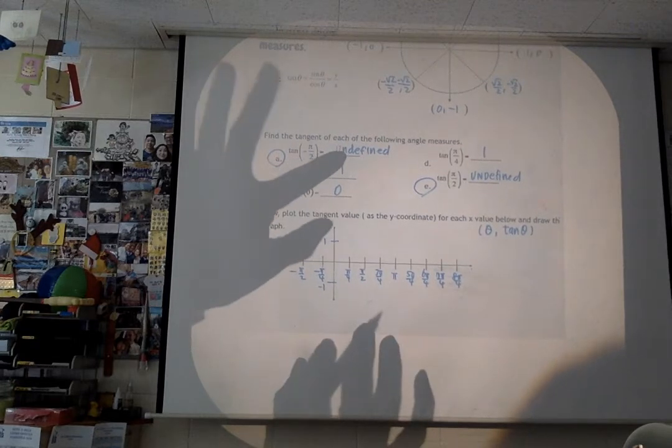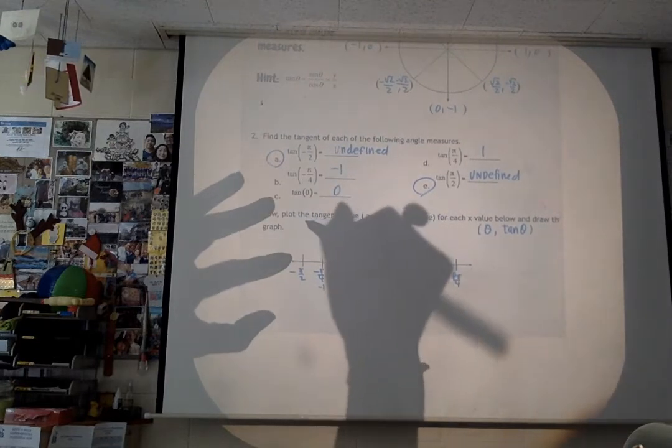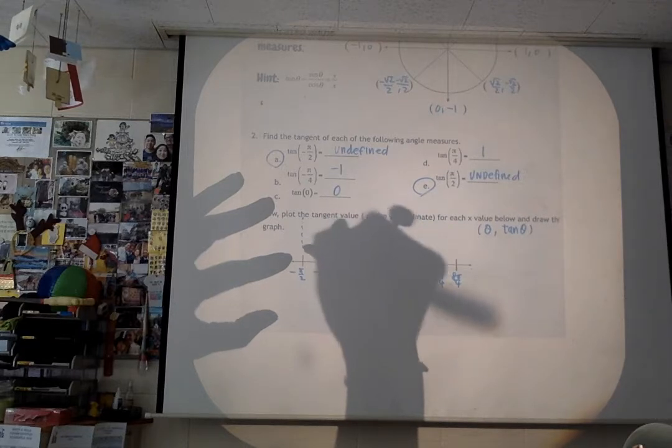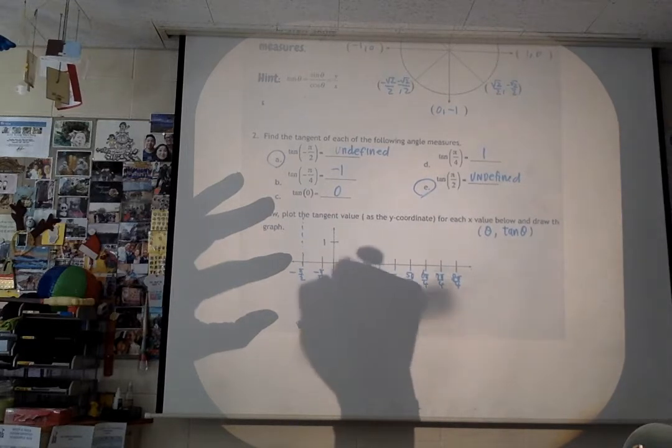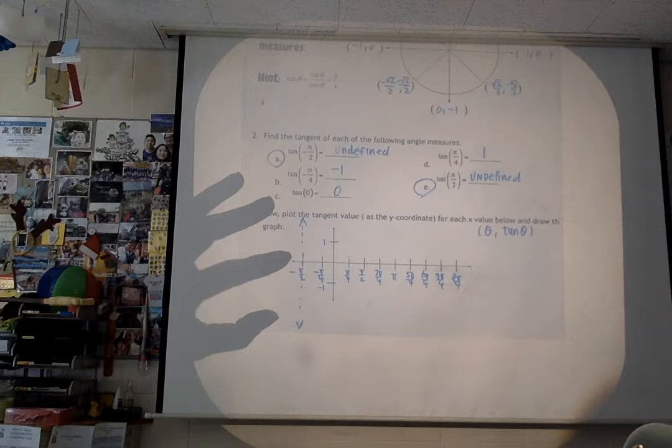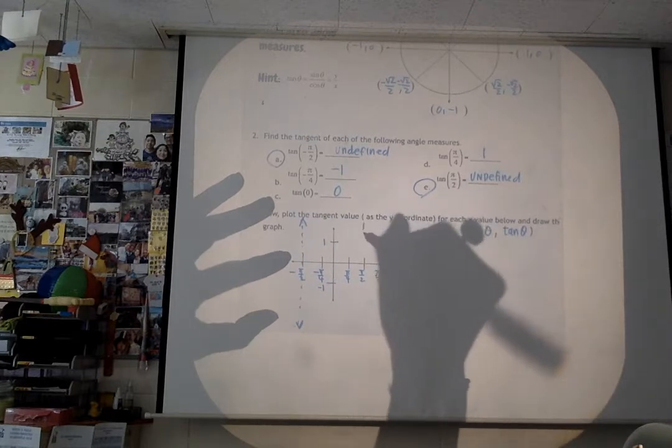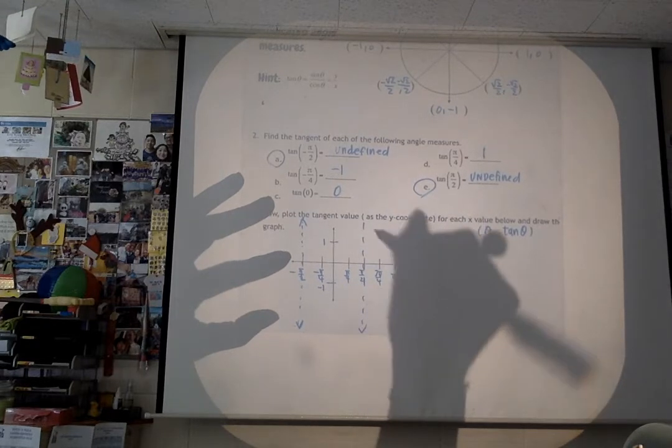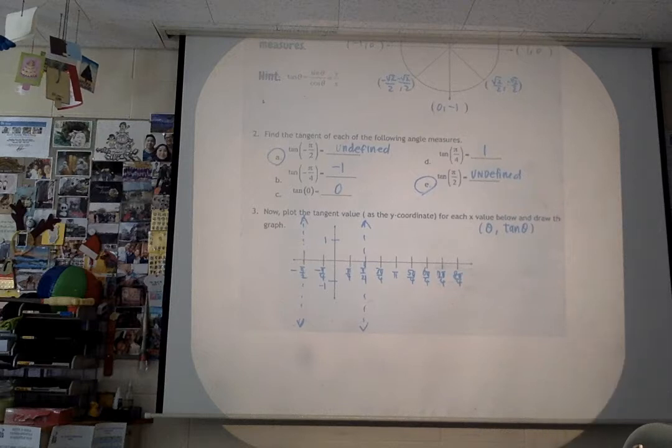It's undefined where? Negative pi over 2, undefined. That means there's an asymptote there. And at pi over 2, there's also an asymptote there because it's undefined. That means it can't equal that, okay?